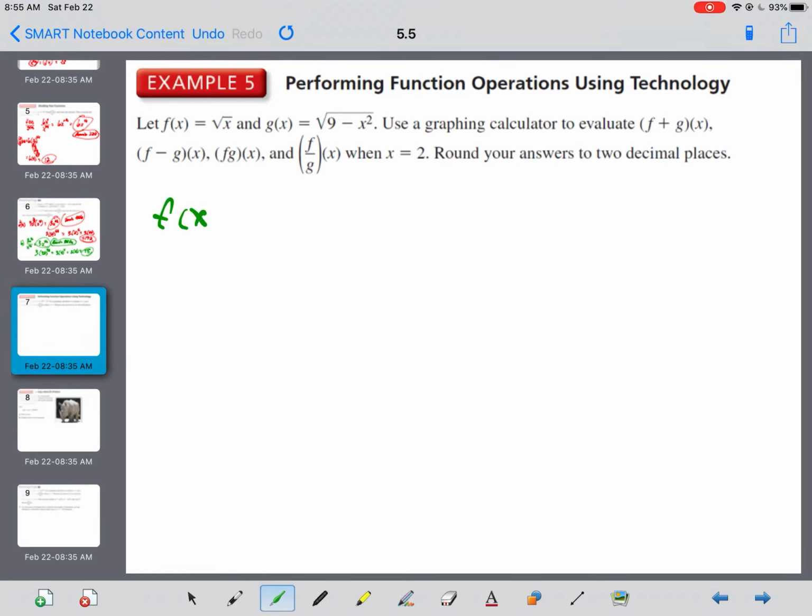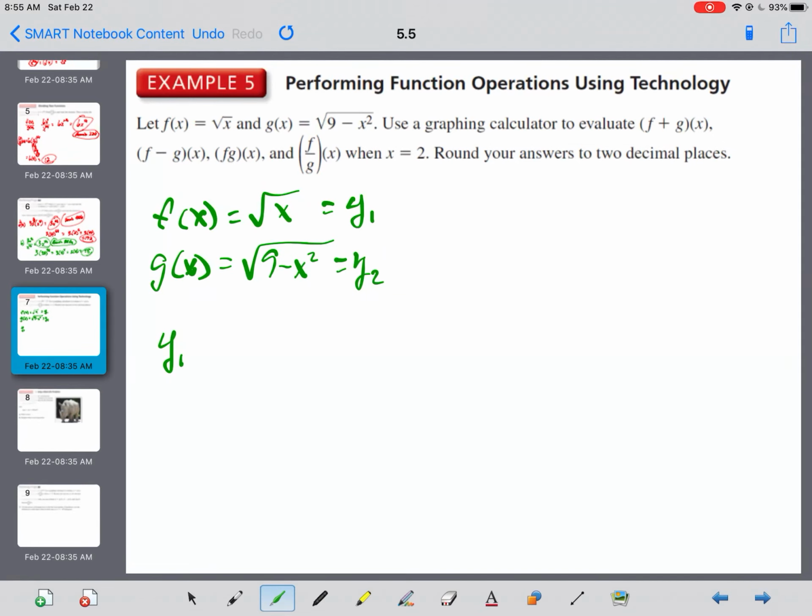So if f of x equals the square root of x, and g of x equals the square root of 9 minus x squared, we can type this into y1, and this into y2, and then we can just do y1 plus y2. And we can even do it for what they ask. They want us to do it when x is 2. So we can do y1 when you put in a 2. This is like function notation: take equation y1, plug in a 2, and add it to y2 when you plug in a 2, and we can get the answers. So let's pull up the TI-84.